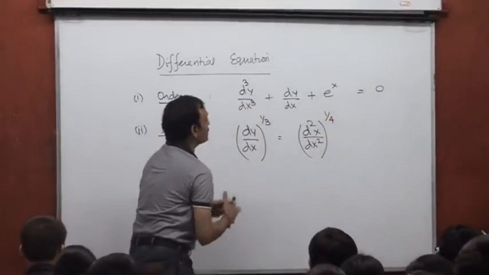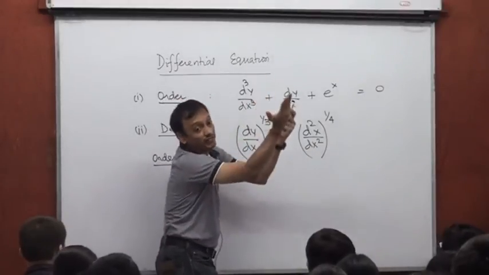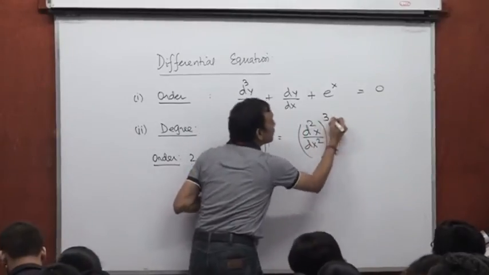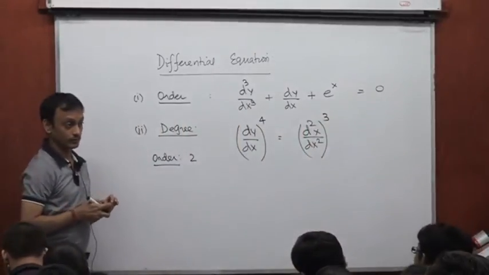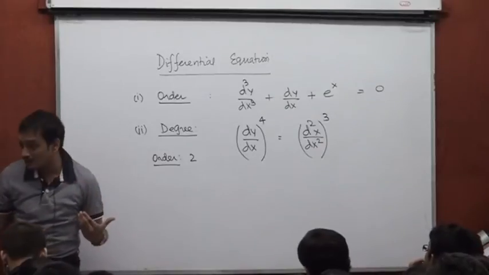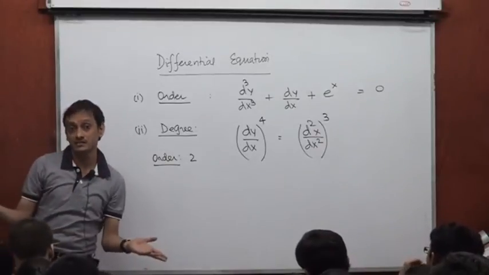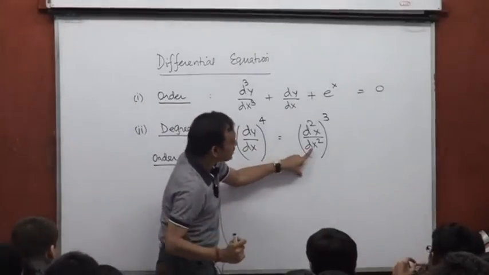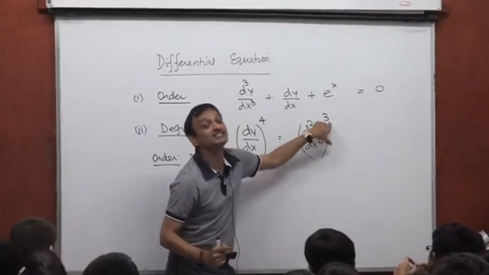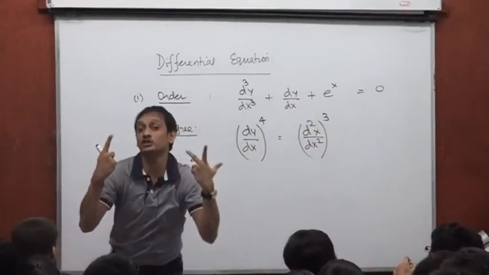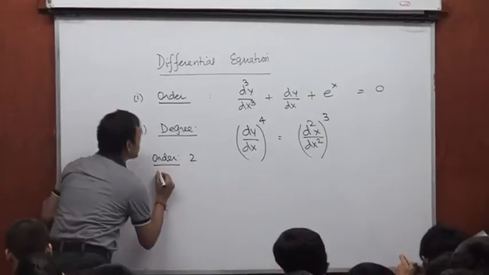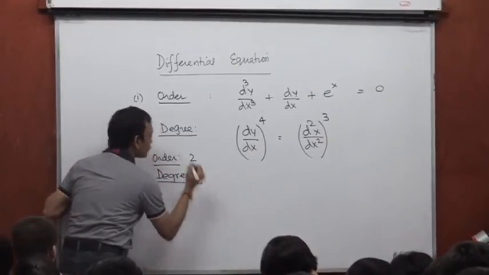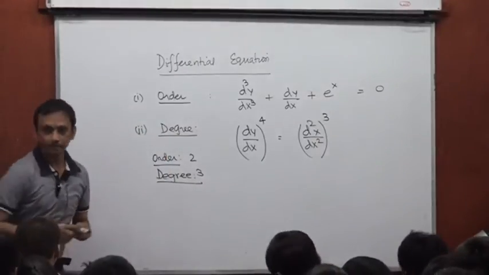To free it from these radicals, raise both sides to the power 12. So if you raise both sides to power 12, this would be to power 4, this would be to the power 3. Yes or no? If you raise both sides to power 12, then you free it from all radicals, isn't it? And once you do that, realize that the highest power of the highest order derivative here is 3. So the degree of the differential equation is 3. Degree of the differential equation is 3 here, right?